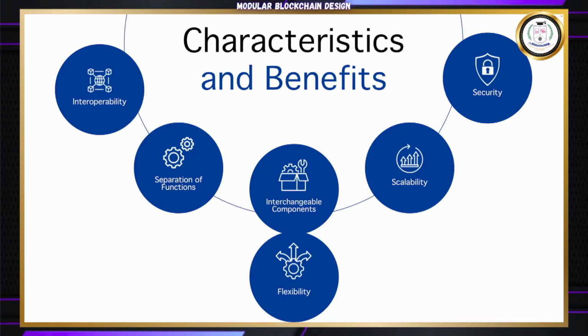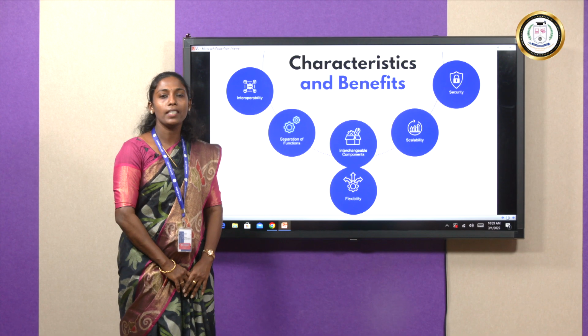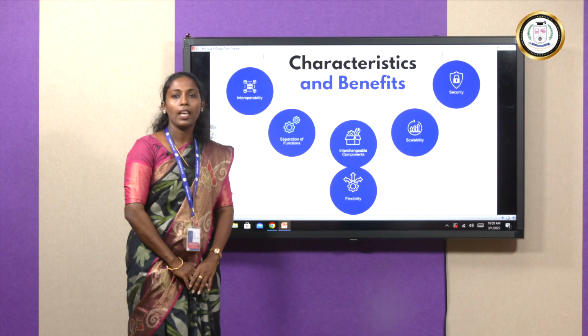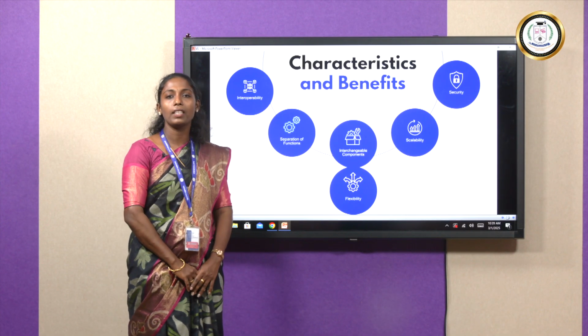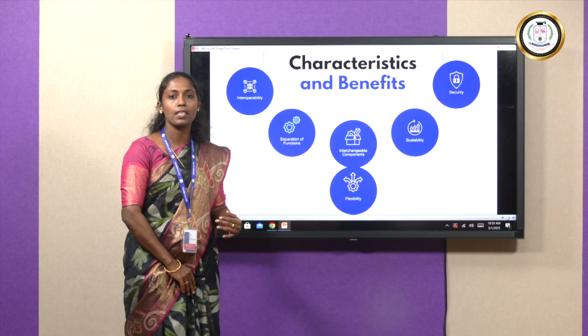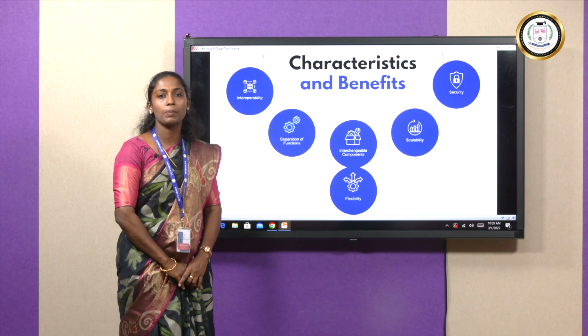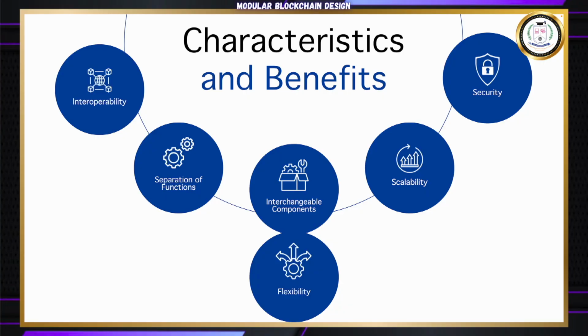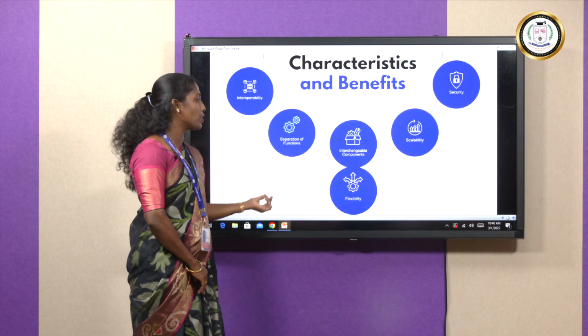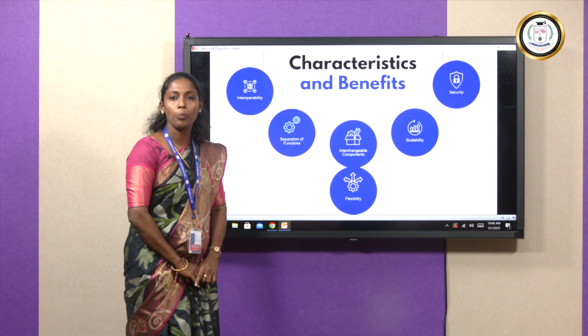The next thing: characteristics and benefits of modular blockchain. The first one is interoperability. The system can be interoperable with advanced features, and then the separation of functions. In the monolithic structure, they have a disadvantage: all the layers are in a single layer. As the name suggests, monolithic, one layer is present for all the components. But in this modular design, we have all the layers in different modules, so that we can have the separation of functions, and interchangeable components are also possible.